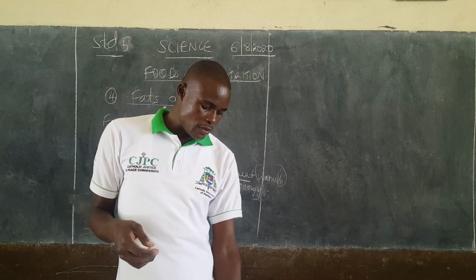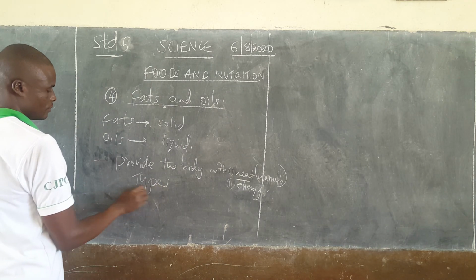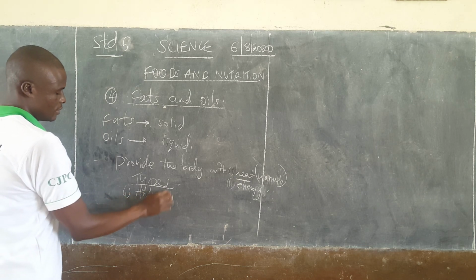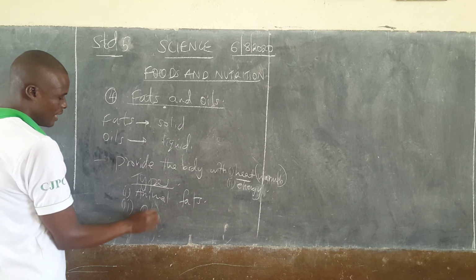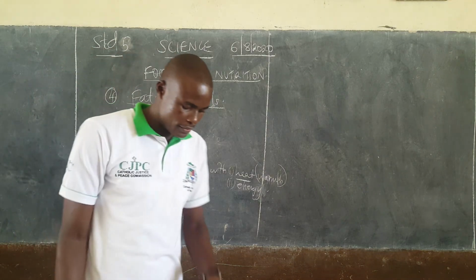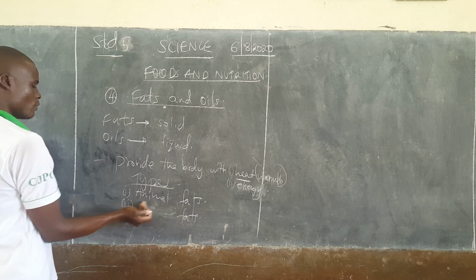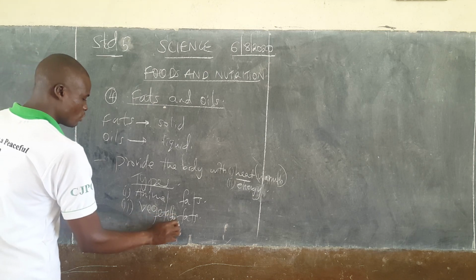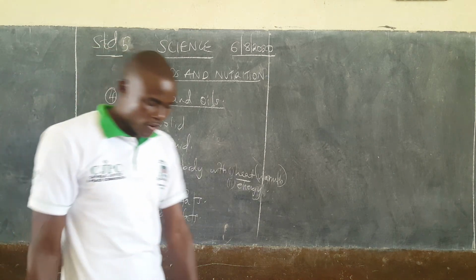Then there are 2 main types of fats. Number 1, we have the animal fats. And number 2, we have the plant fats. The plant fats, we normally call them vegetable fats. A tomato is a vegetable, which is a plant. So we say vegetable fats or animal fats.